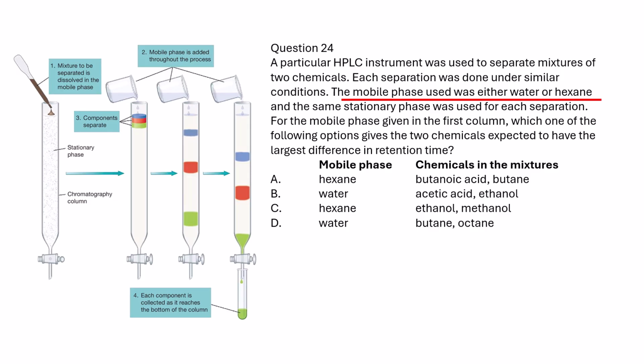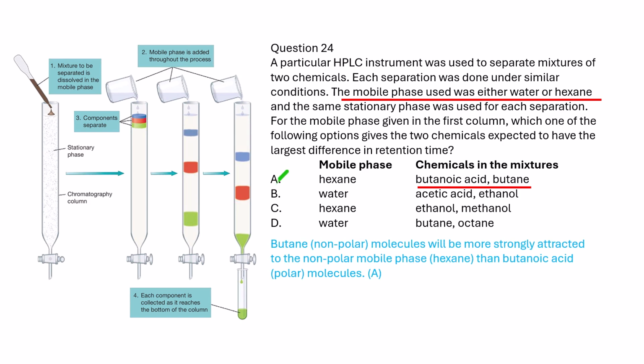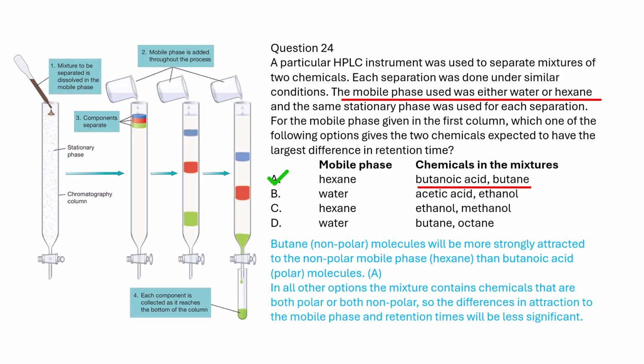In option A, butane is nonpolar, so it will be more strongly attracted to the nonpolar mobile phase, hexane, than butanoic acid, a polar molecule. In all other options, the mixture contains chemicals that are both polar or both nonpolar, so the differences in attraction to the mobile phase and retention times will be less significant.